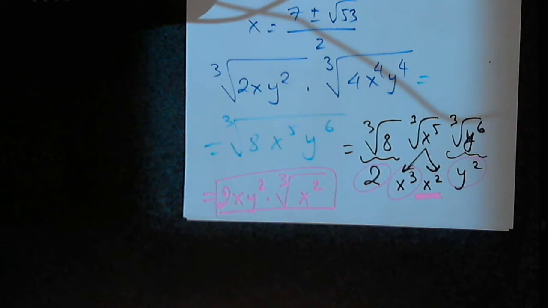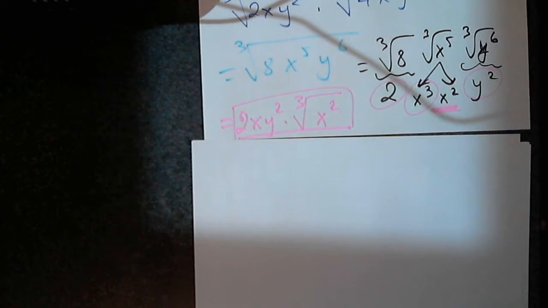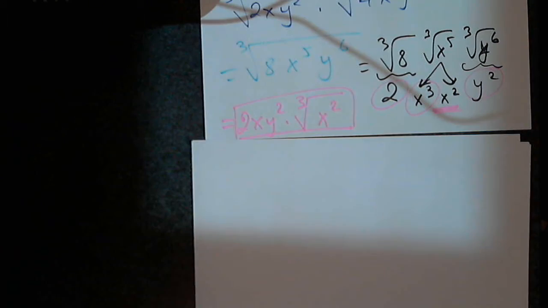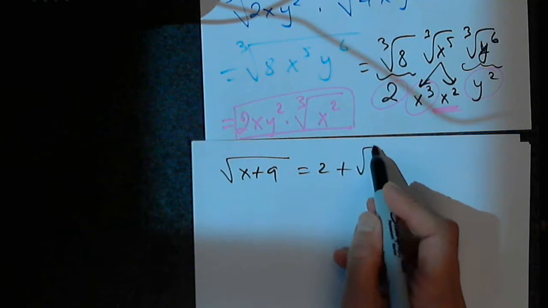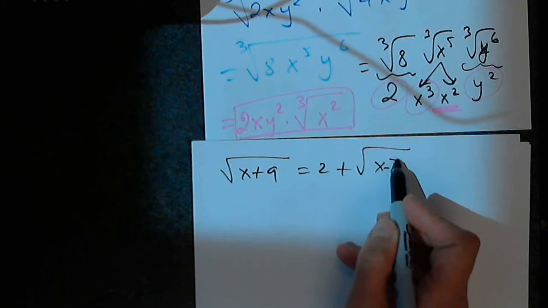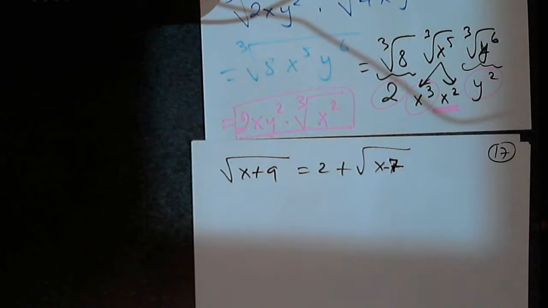The last one, extra credit. Any questions? Sure. So the square root of x plus 9 equals 2 plus the square root of x minus 7.